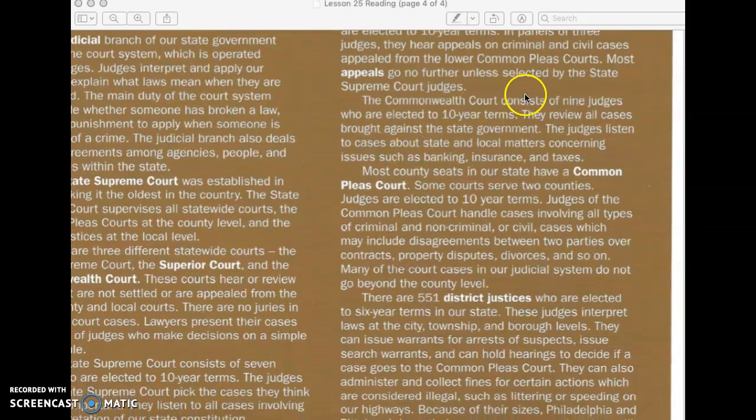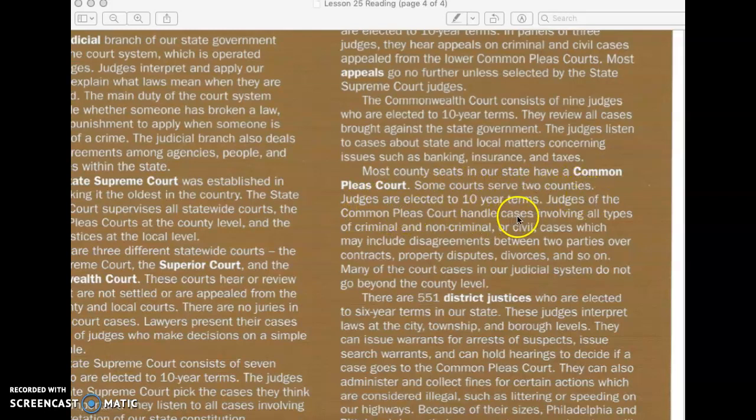The Commonwealth Court consists of 9 judges who are elected to 10-year terms. They review all cases brought against the state government. The judges listen to cases about state and local matters concerning issues such as banking, insurance, and taxes. Most county seats in our state have a Common Pleas Court. Some courts have 2 counties. Judges are elected to 10-year terms.